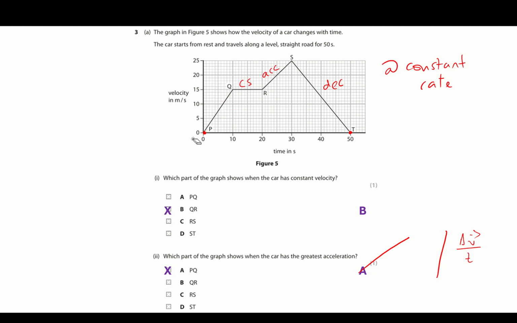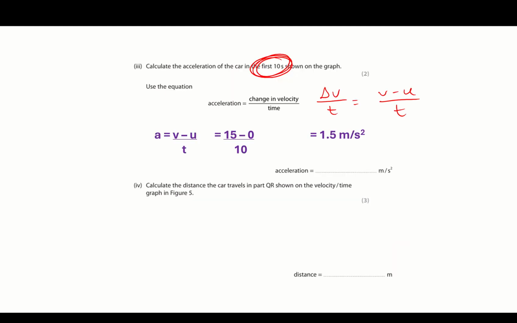On to the next part, calculate the acceleration, and it's given us that formula. So they've given us the change in velocity divided by the time. I taught you V minus U over T. And it's in the first 10 seconds, so we're making sure we're reading the question. Let's delete all of this. This is the first 10 seconds. It started at 0, so U equals 0. The final velocity was 15, and the time is 10. We're just going to put all of those things in there. So 15, take away 0, divided by 10, and we have 1.5 meters per second squared.